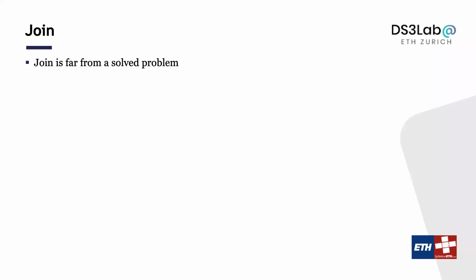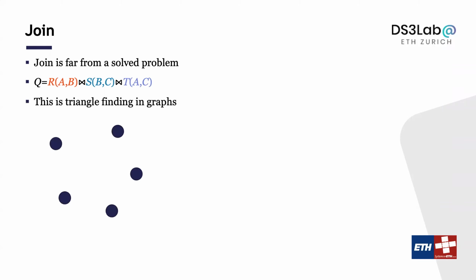We were talking about joining two relations, but what if I want to join three relations? For example, I have a query that joins R(A,B), S(B,C), T(A,C). This is actually corresponding to finding triangles in a graph. Here's how you think about it. Every single entity becomes a node. If A and B appear in R, you have one edge between them. If two nodes appear in S, where one is B and another is C, you have one edge S between them. Similarly for T.